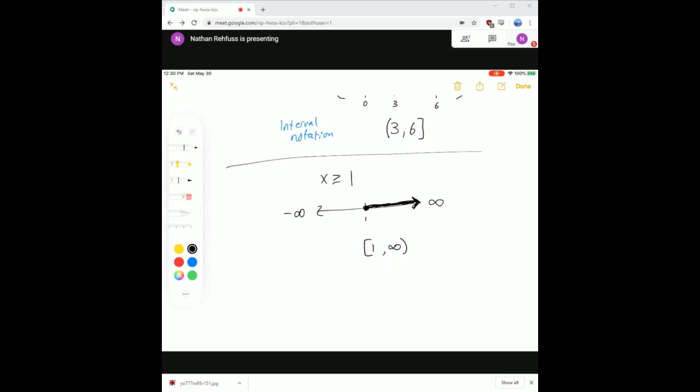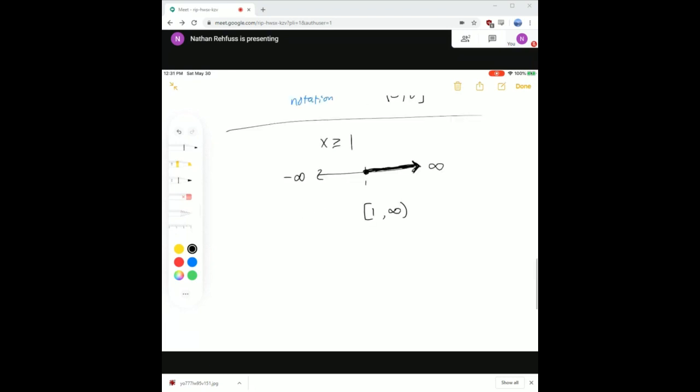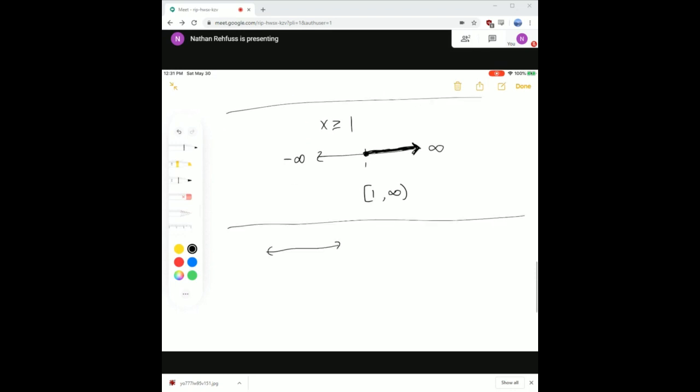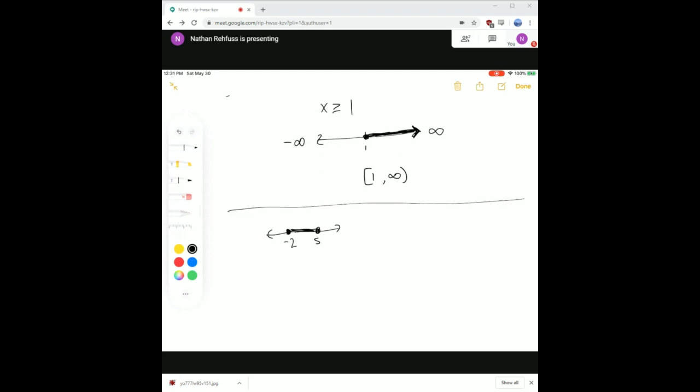And I think, let's take a look at a few more. If I wanted to talk about, let's draw a few and then look at how they look in interval notation. Let's say this is -2 and this is 5. Those are both closed dots, so this is any number at least as big as -2 and no bigger than 5. So the interval would look like this, 2 brackets.